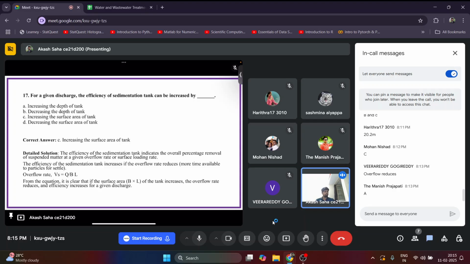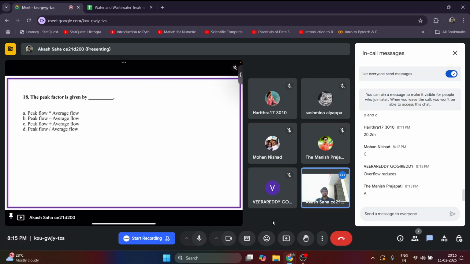We'll move forward. The peak factor is given by peak flow into average flow, peak flow minus average flow, peak flow plus average flow, peak flow divided by average flow. We have just discussed this. Tell me fast. Peak factor is given by, so definitely it's peak flow by average flow. Okay.